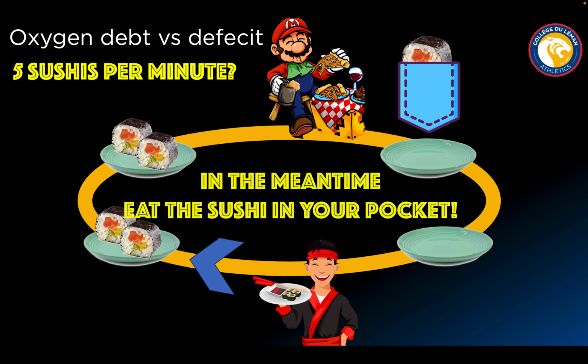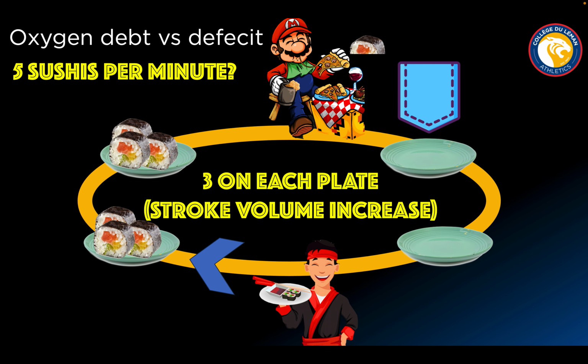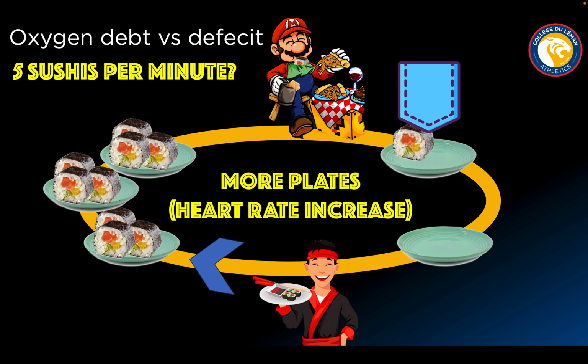What's the body doing to get itself organised? Well, we can put 3 on each plate. That would be the stroke volume of the heart can increase. And we can put more plates on so that he's getting plates more regularly. That would be like the heart rate increasing. These are the things that we're doing while Mario is eating that stuff from his pocket, because he needs to be eating that. If we're on a treadmill, if we don't have that energy, then we're going to go off the back of the treadmill. It's not an option. It's non-negotiable. We need to get that energy from somewhere, so we need to take it out of our pocket.